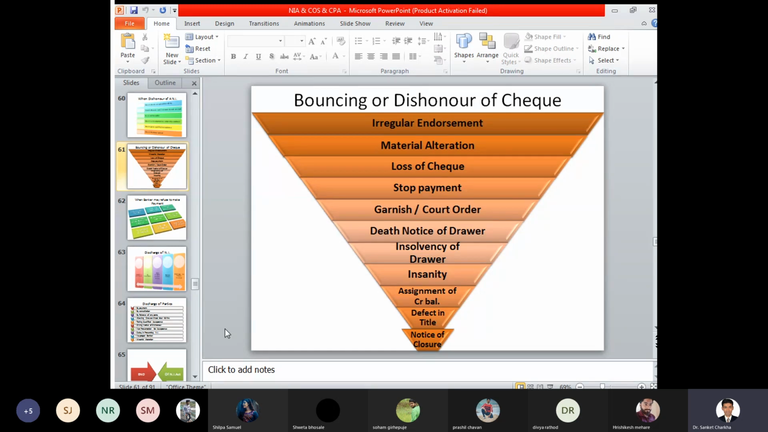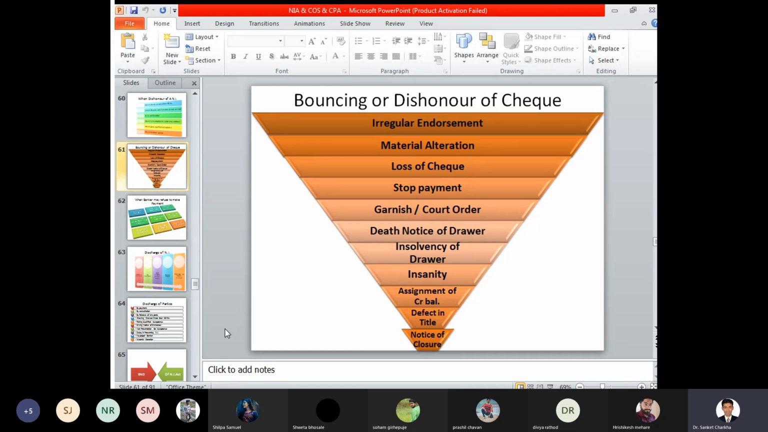Material alteration. If there is a material alteration in a check, then also the negotiable instrument gets dishonored. For example, a particular check says pay Sanket so and so amount of rupees 10,000. Now, in this case, what happened? We cannot identify which Sanket or which person is specifically mentioned. So I can mention it as Sanket Charkha also, I can mention it as Sanket Gaikwad also, I can mention it as Sanket Bankar also, and so on. So what is the concern? Material alteration. If any change has been made, or if the name has been changed on a particular check, then accordingly we can say that the bank can dishonor the check.